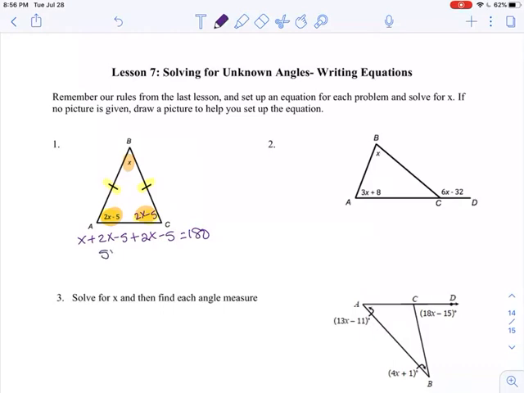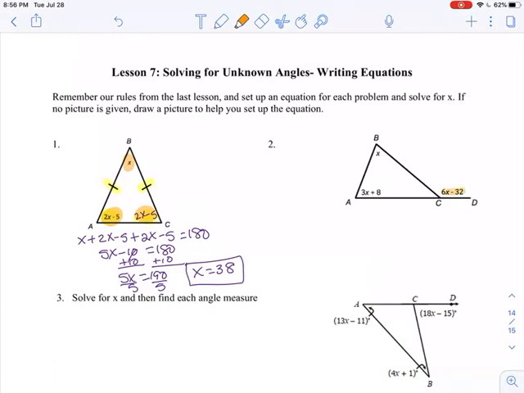So I got 2, 4, 5x. Negative 5 and negative 5 is negative 10. 5x minus 10 equals 180. I'm going to add 10 to both sides. And I have 5x equals 190. And divided by 5, x equals 38. And use your calculator to do this, of course. All right, so that's question 1.